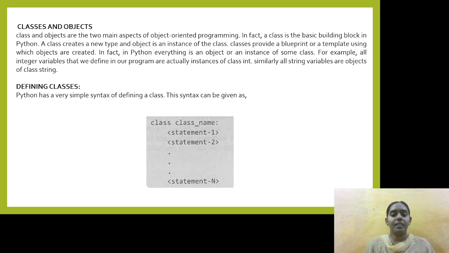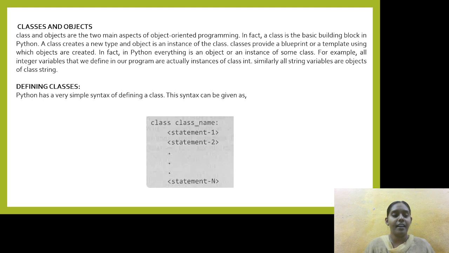In fact, in Python, everything is an object or an instance of some class. For example, all integer variables that we define in our program are actually instances of class int. For example, if we take a = 10, a is a variable and 10 is an integer which is assigned to the variable. And similarly, all string variables are objects of class string.